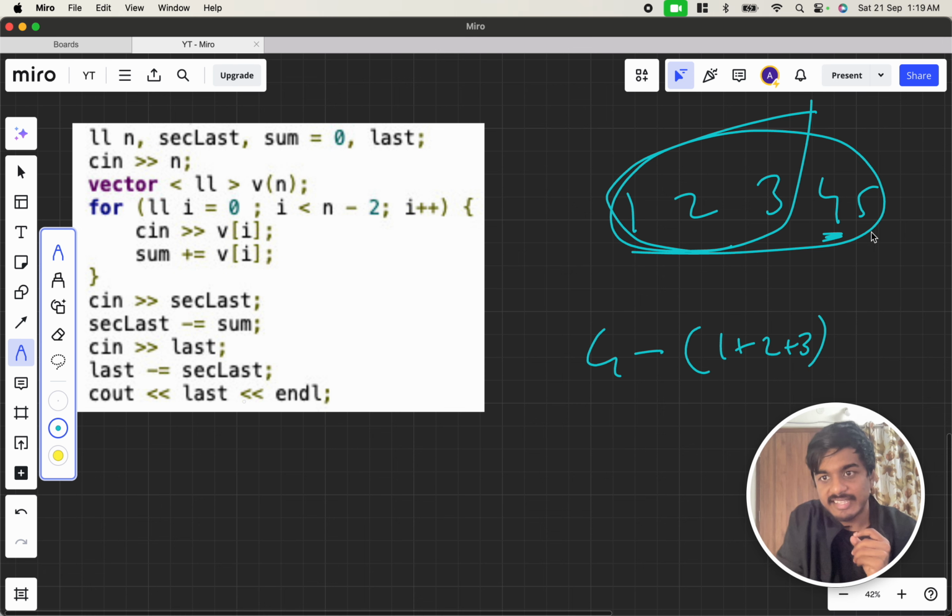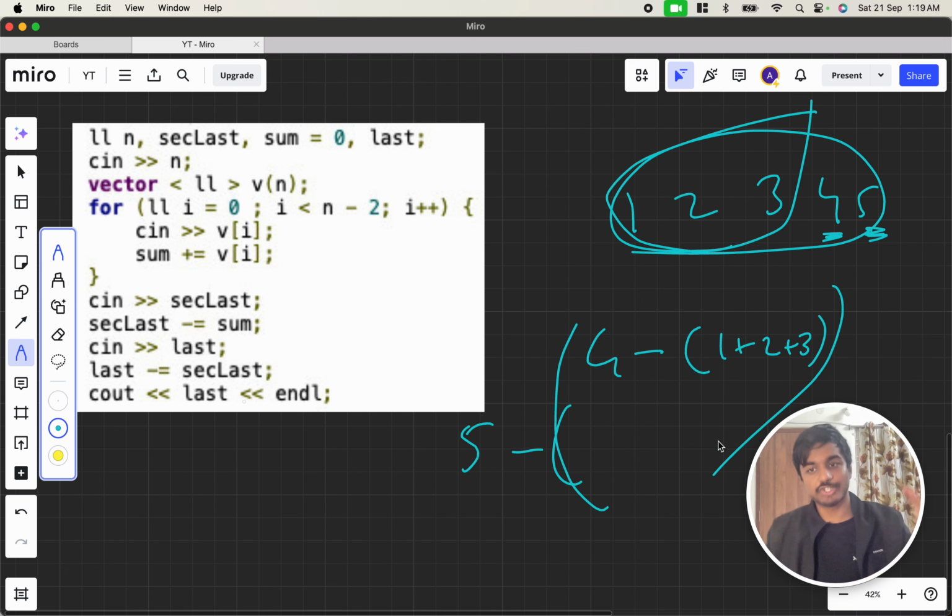Now, again, I take the last number, 5. 5 minus, same thing. The second last is already subtracted with the sum. So 5 minus of 4 minus 1 plus 2 plus 3 will be the answer. That's all. So it's very simple, right? In some solutions, you can also see that you take the sum of all the numbers minus 2 times the value you reduce. So in that case also, you will get this number. You have to go through this only.